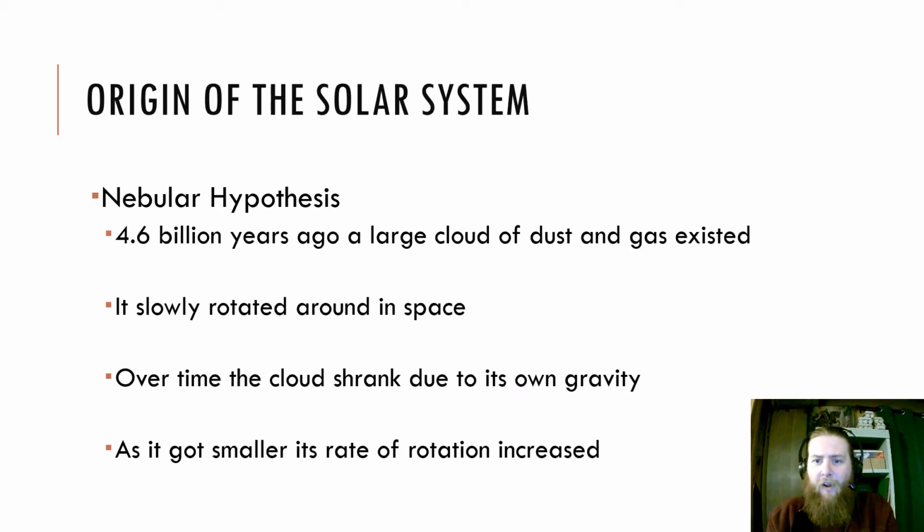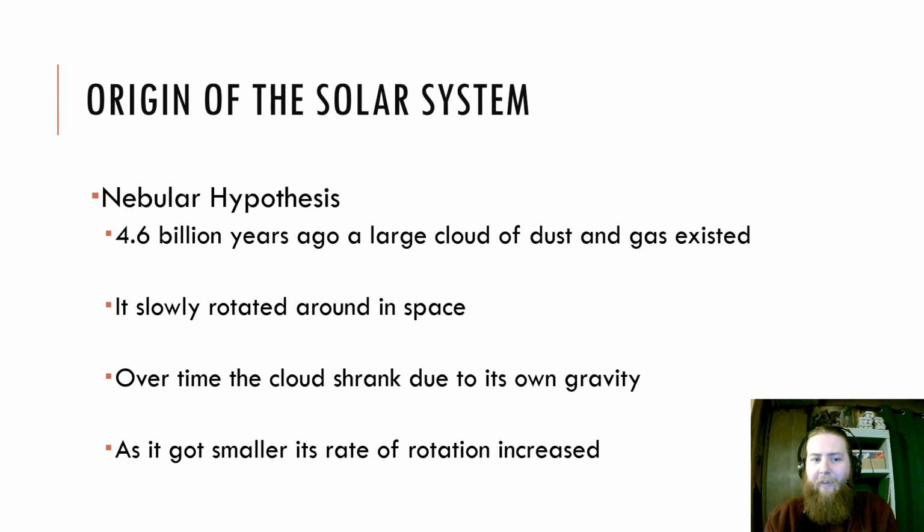So first, we need to talk about how did our Earth actually come to be in the solar system, and how did this solar system originate? Well, with science, we believe in the nebular hypothesis. This is one of the hypotheses for the solar system formation, where 4.5 billion years ago, a large cloud of dust and gas existed, and it slowly rotated around in space. And over time, due to its own gravity, it shrunk down on itself. And as it got smaller, its rate of rotation increased.